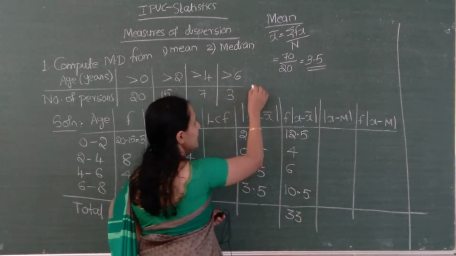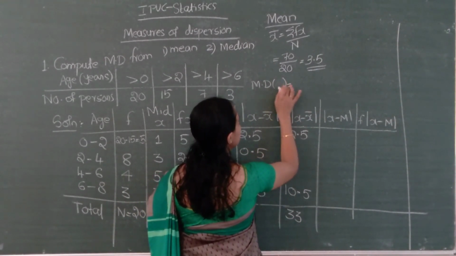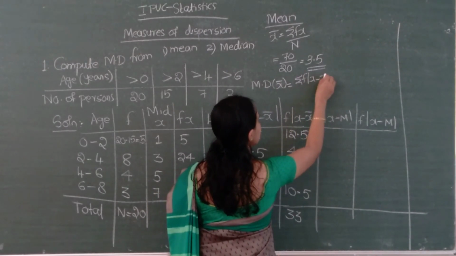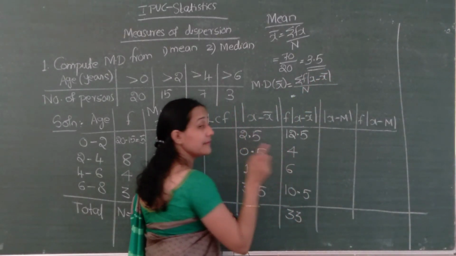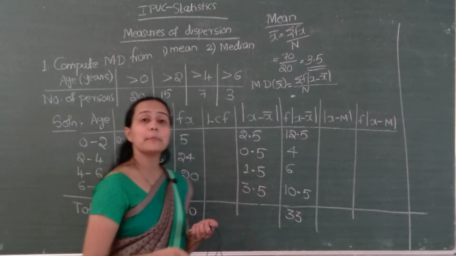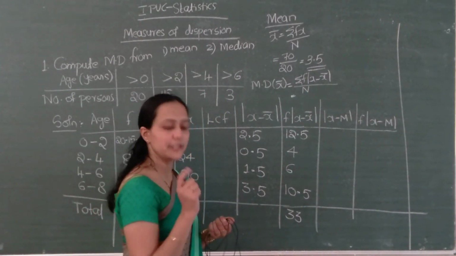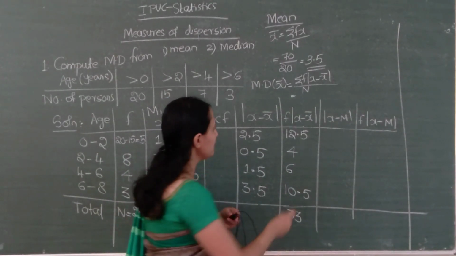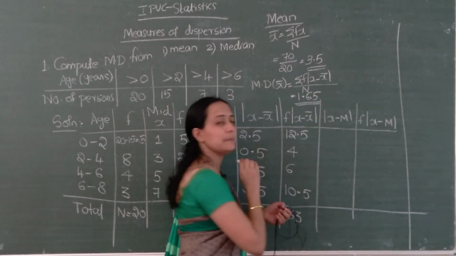I will write here only: mean deviation from mean, where mean is x bar, equals sigma f into mod x minus x bar divided by capital N. This total divided by capital N. Capital N is 20. 33 divided by 20. Answer is 1.65. Clear? Nothing here.